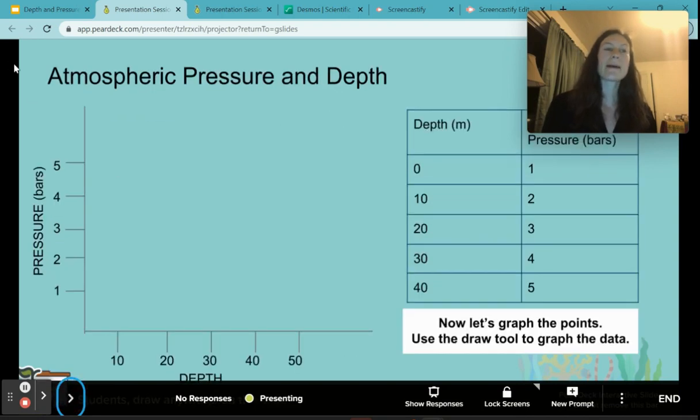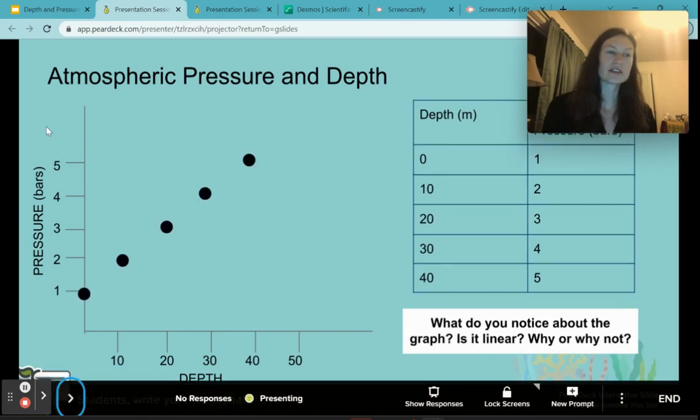Great. Okay. So now we're going to actually graph this data. Remember that each of these is an ordered pair. We have our x-axis, which is showing the depth, and our y-axis showing the pressure. So go ahead, use the draw tool to plot your points on the graph.